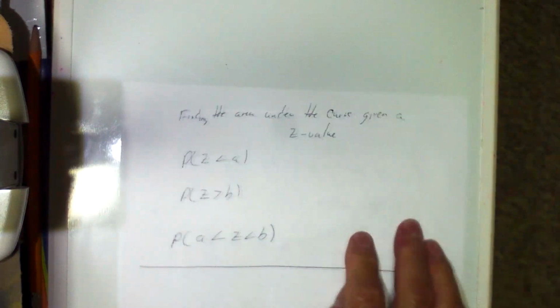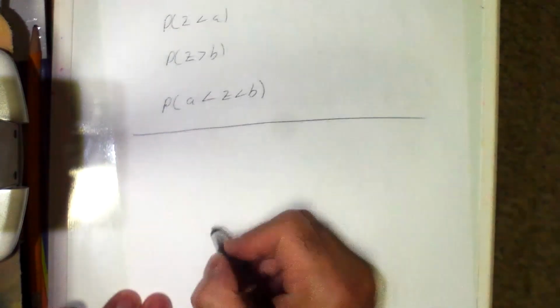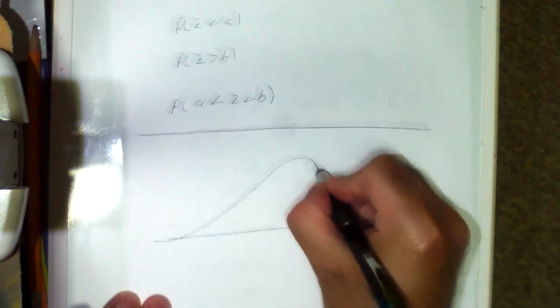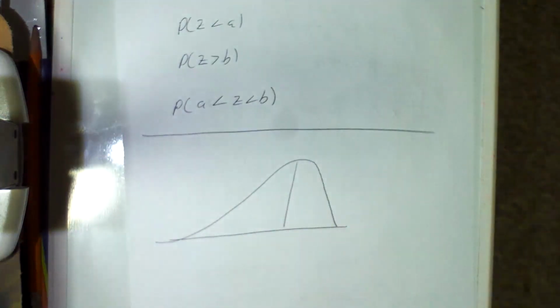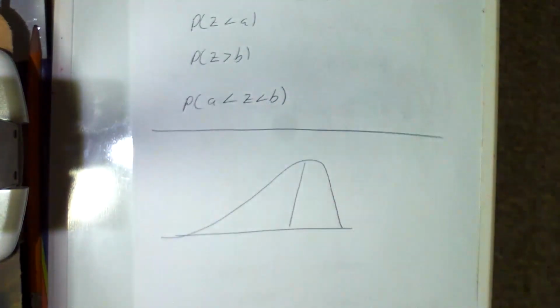Okay. Now we can go backwards. What if we were given the area and I want to trace it back to the Z value where it came from? You're like, what? All right, let me show you a picture. What if you were told what the area was? Let's say that the mark was here.